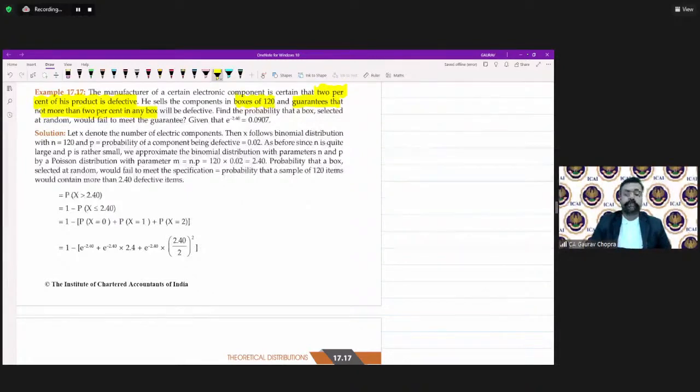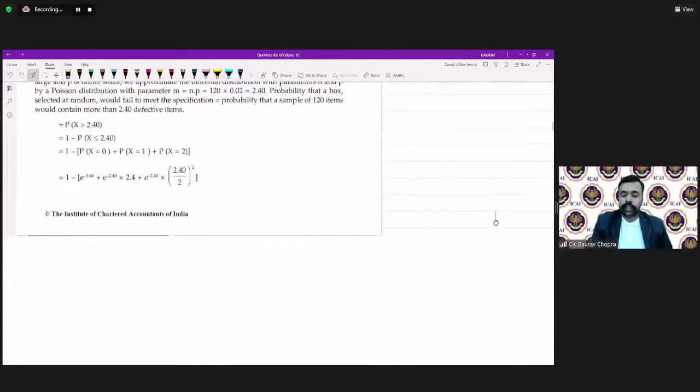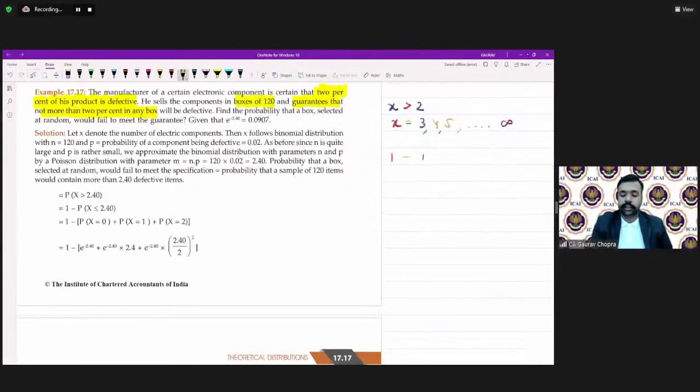So when will the box fail? The box will fail when defects are more than 2. So what is x here? X will be more than 2. So more than 2 means again 3, 4, 5 up to infinity. And for solving this, we have to do 1 minus P of x equal to 0, 1, 2.